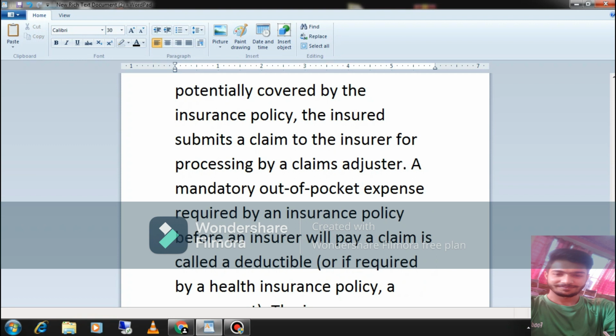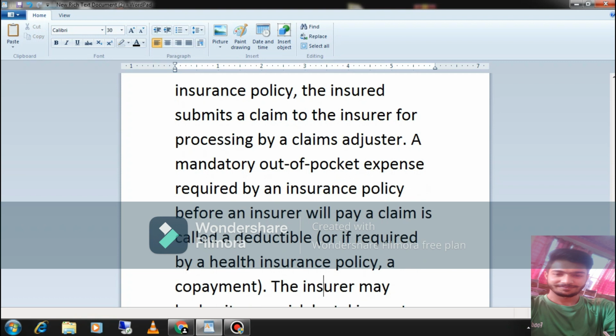Every company requires this of every policy of the insurer, or if required by a health insurance policy, a copayment.